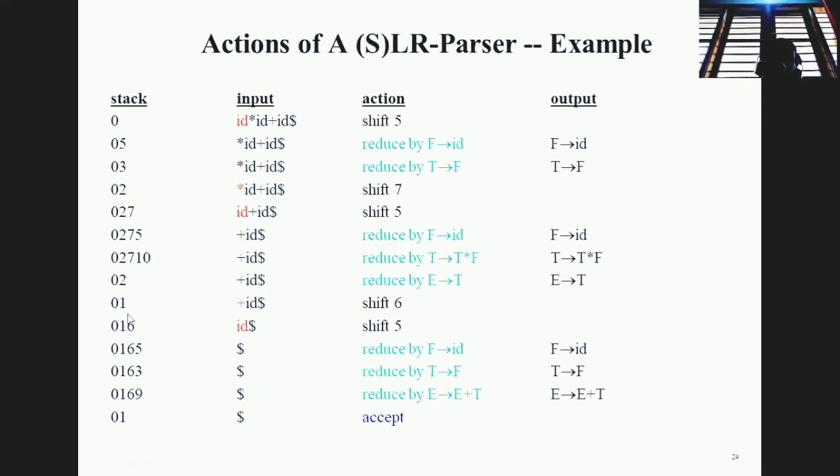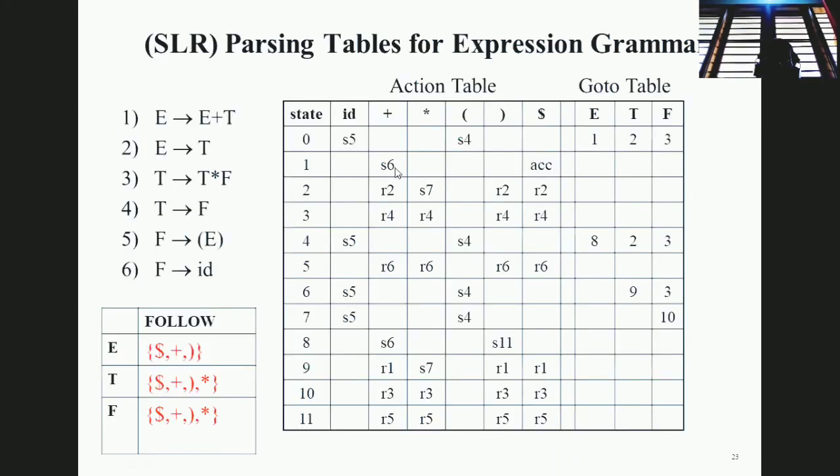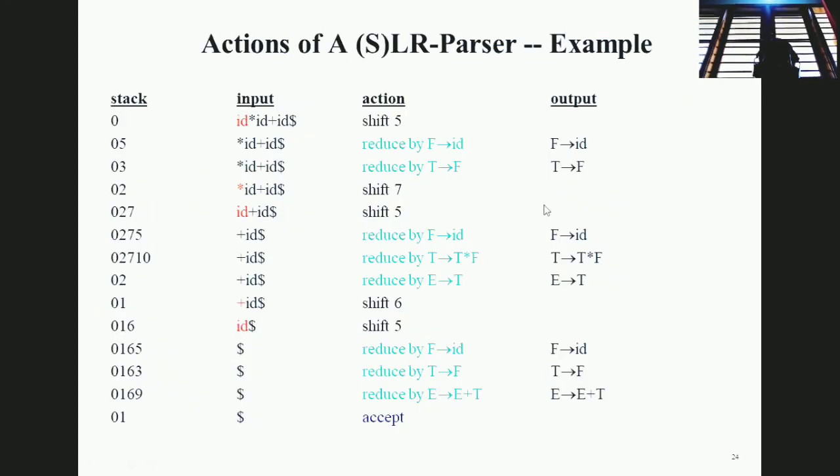Now 1 is the top of the stack, plus is the input symbol. Then I must see what is 1 on plus. 1 on plus is nothing but S6. So I'm supposed to shift 6 onto the stack. So it becomes 0, 1, 6.